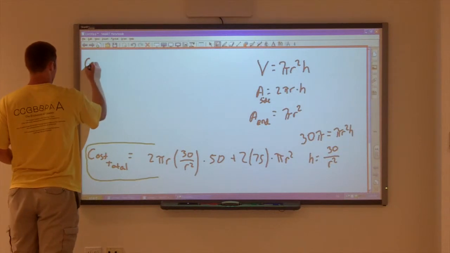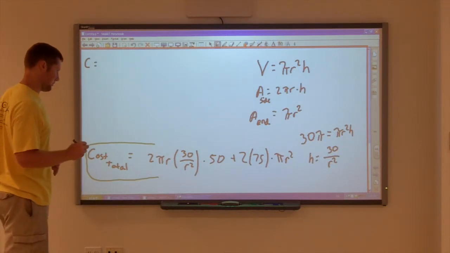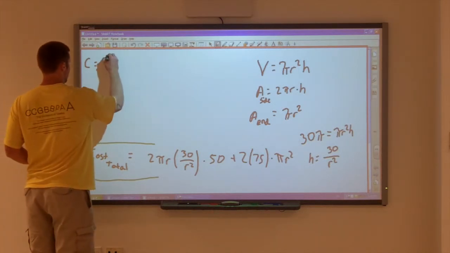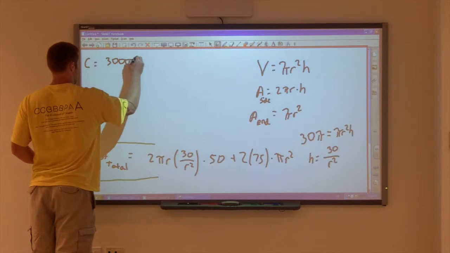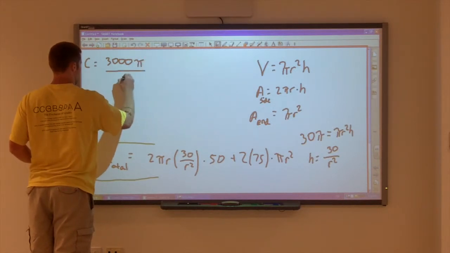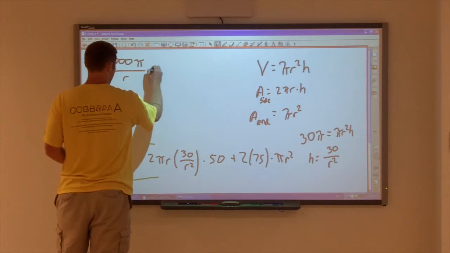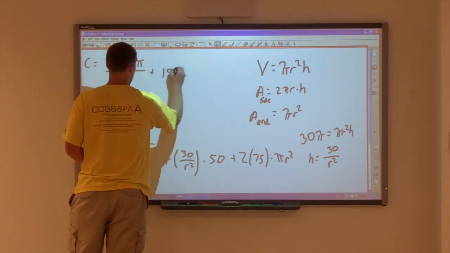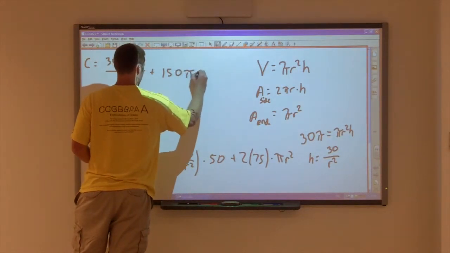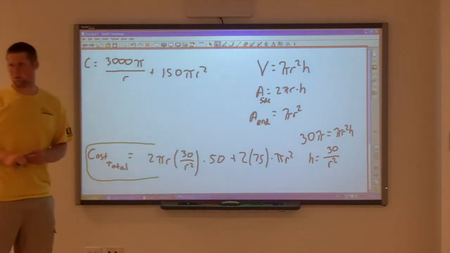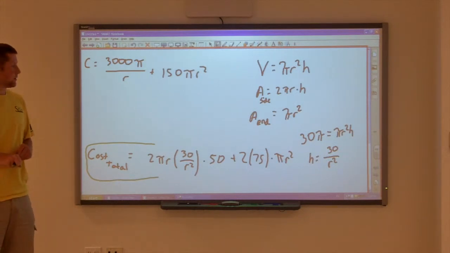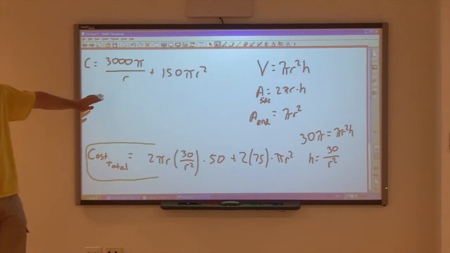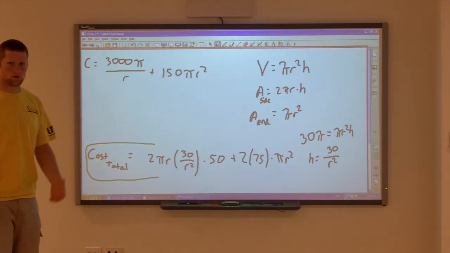Alright, so if we simplify our cost, it's going to be 3,000 pi over r plus 150 pi r squared. So, now that we have our cost function written clearly, it's clearly in terms of r, we can take the derivative of it, set it equal to 0, solve for our optimal r.